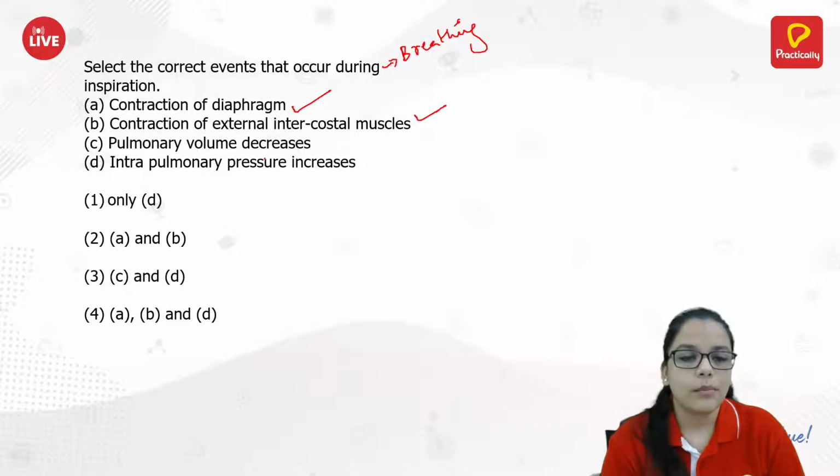Okay, let's see. Pulmonary volume decreases. This is wrong. The pulmonary volume increases when we expire. Intrapulmonary pressure decreases. No, that actually it decreases. So the answer is 2, A and B.